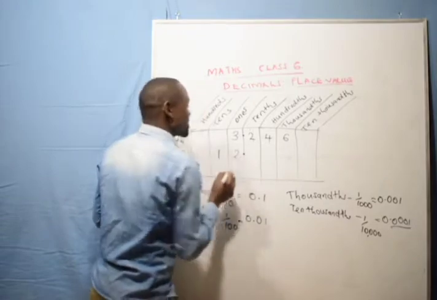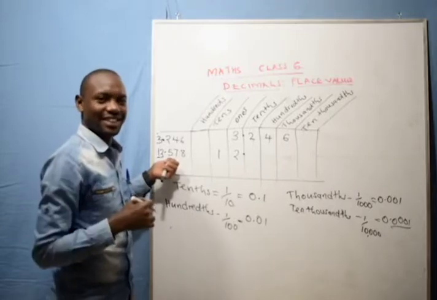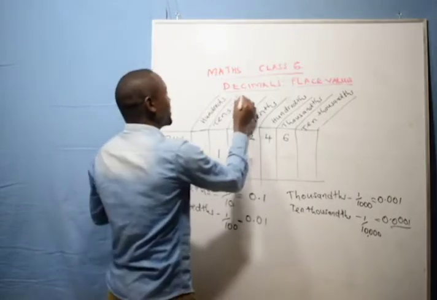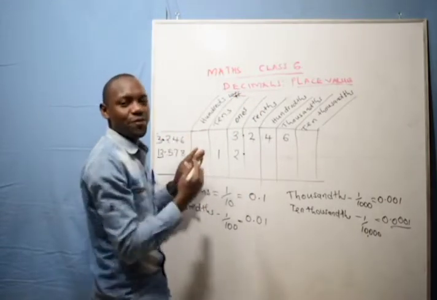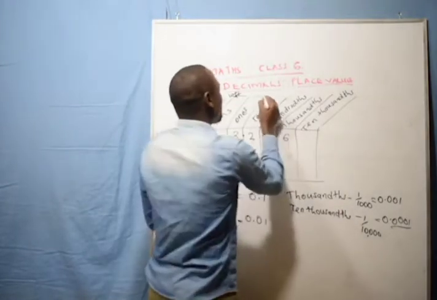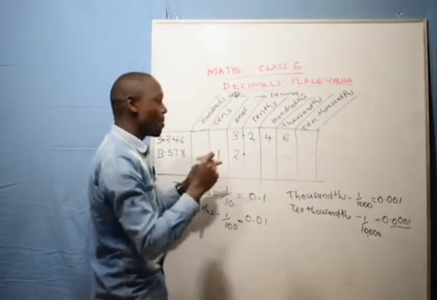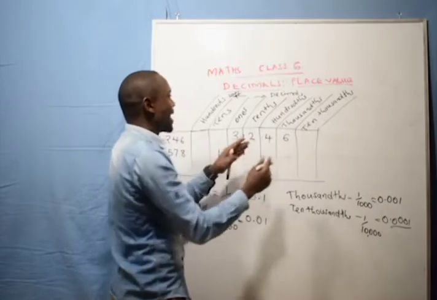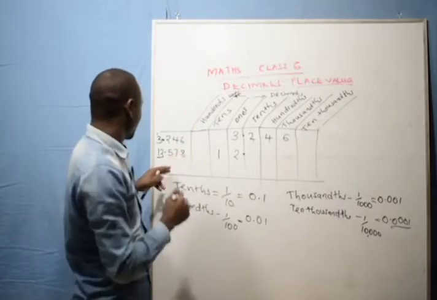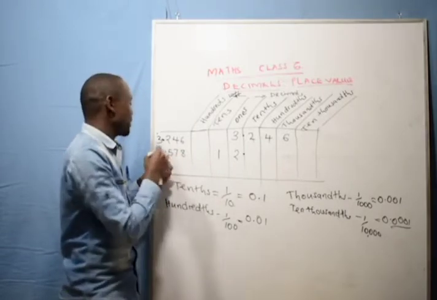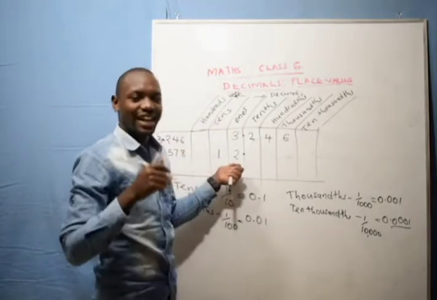Then we have the decimal point there. On the left of the decimal point, we have whole numbers. On the right of the decimal point, we have decimals. So take that seriously. So we say this is 1, 2, meaning 12, meaning it is 1 ten and 2 ones.